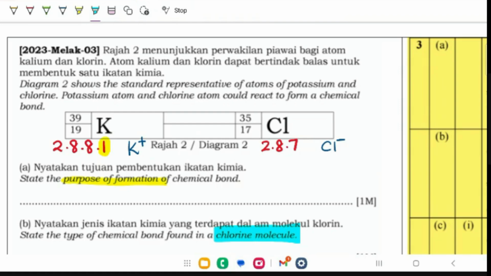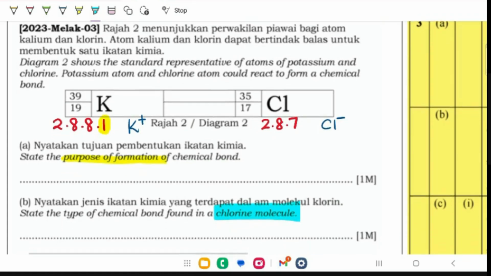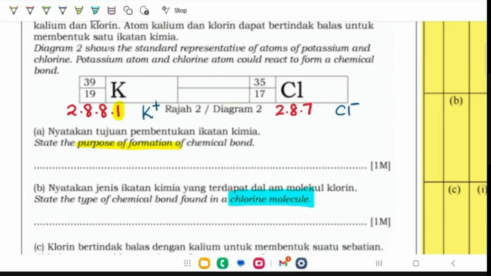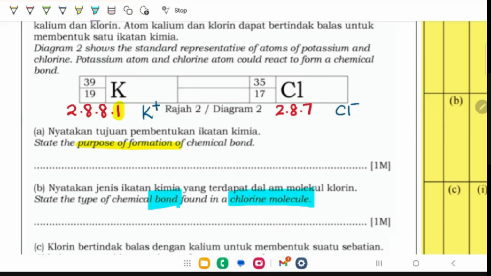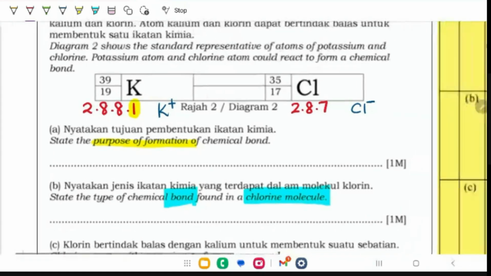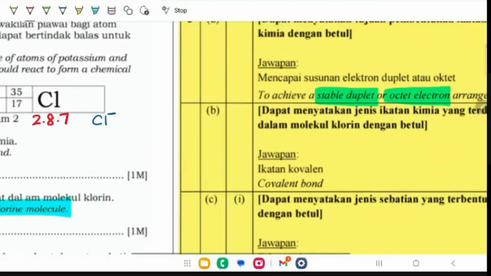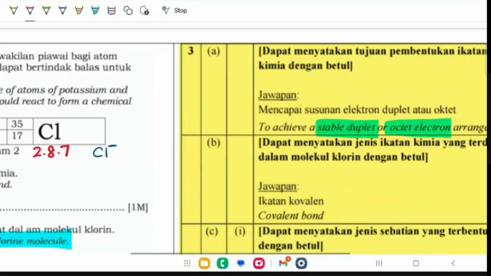Is it covalent? Yes, covalent, because of sharing of electrons. Non-metal with non-metal. So the type of chemical bond is covalent. Covalent bond. Don't write compound. You can write covalent or you can write covalent bond.